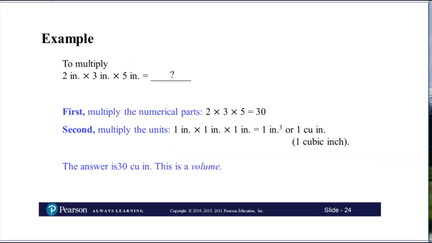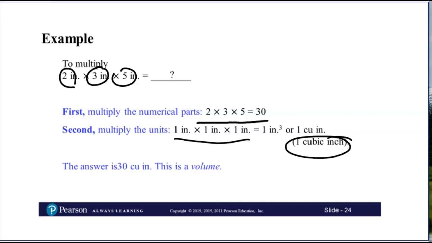We'll look at another example where we're multiplying three numbers, so 2 inches by 3 inches by 5 inches. We're again going to do this separately. We multiply 2 times 3, which is 6, times 5, which is 30, and then we multiply the units, which is inches by inches by inches, or cubic inches, and this actually measures volume. So 30 cubic inches measures volume. Those of you who are in the medical industry will probably be very familiar with cubic centimeters in measuring volume. So a centimeter times a centimeter times a centimeter.